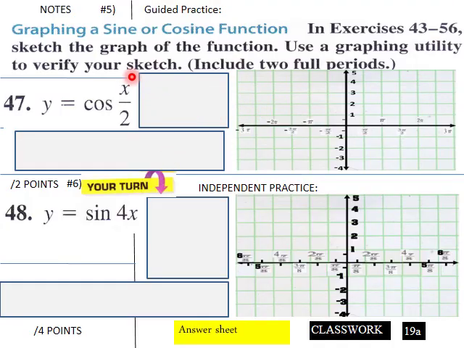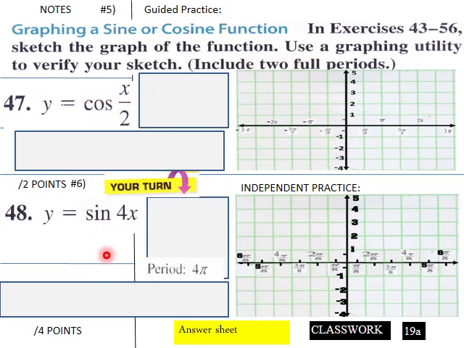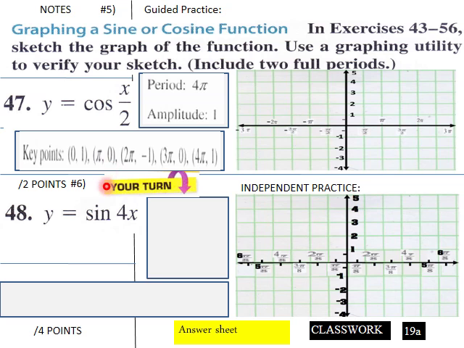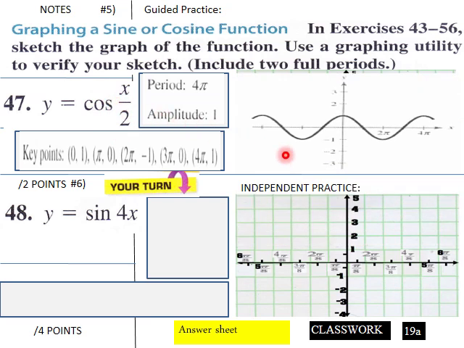Let's go into an example here. We're going to sketch the graph of this function, and then we got this one down here. Let's try the first one up here. Our period would be 4 pi, and then our amplitude will be 1. You got a 1 out here, and then here are your 5 key points for this function, and then this would be the graph of that.